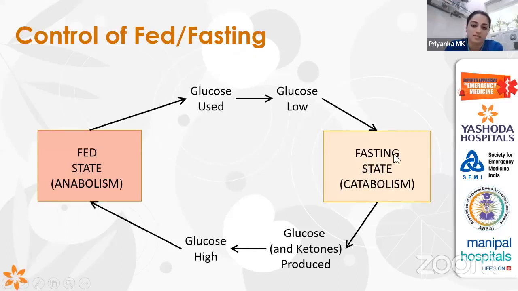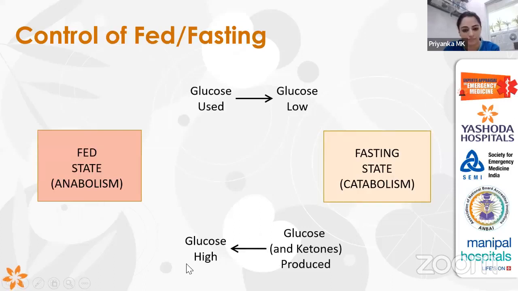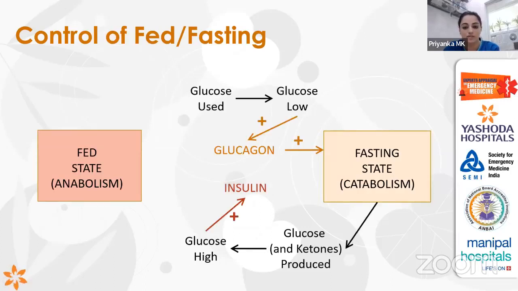When one person enters the fasting state, glucose and ketones are produced. Once glucose and ketones are produced, the glucose in the body becomes high. This high glucose in the body causes stimulation of insulin release. Once insulin is released, it tells the body that you're in the fed state. And also, it suppresses the action of glucagon, putting an end to the fasting state. This is one of the main reasons why a normal person doesn't go into hypoglycemia.